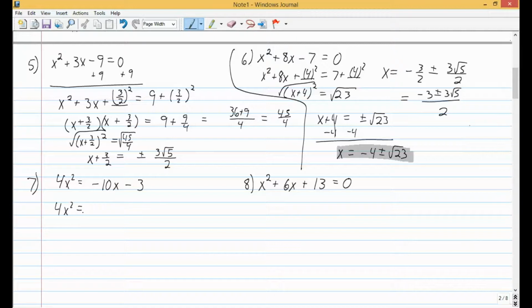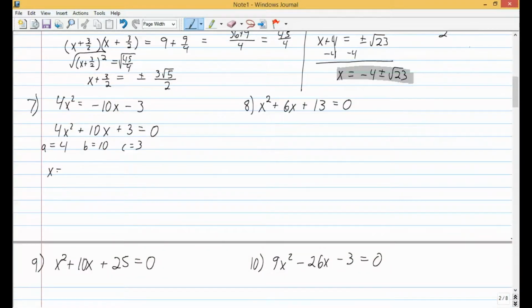Number 7, I have to solve by using the quadratic formula. But to use the quadratic formula, I need all of my terms on the same side of the equal sign. So move these 2 terms over, and then a equals 4, b equals 10, c equals 3. So x equals -b plus or minus the square root of b squared, so 10 squared is 100, minus 4 times a, which is 4, times c, which is 3, all over 2 times a, and a is 4.